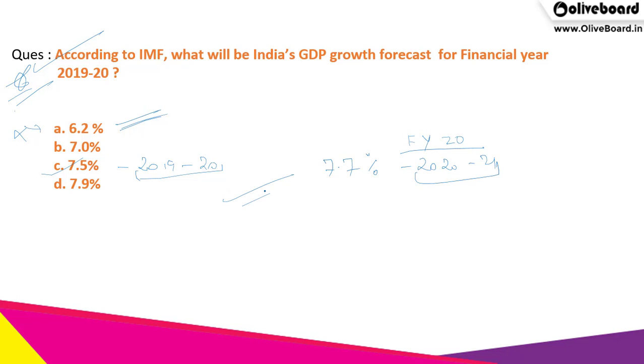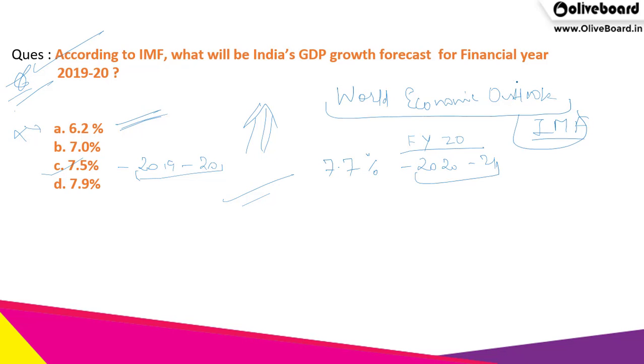So India is the fastest growing country in the world. This data is being produced by the IMF in its flagship report called World Economic Outlook. So you must remember this name. This is very important. World Economic Outlook is published by the IMF. That's it. World Economic Outlook is published by the IMF.